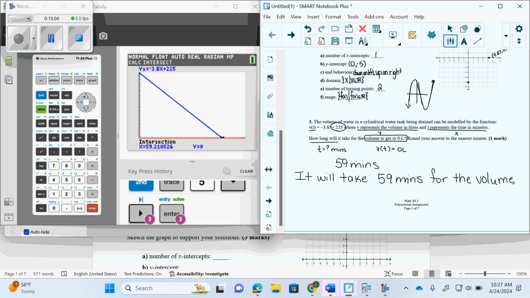to get to 0 liters. Yes? Okay, when you have that done, you're going to flip over.